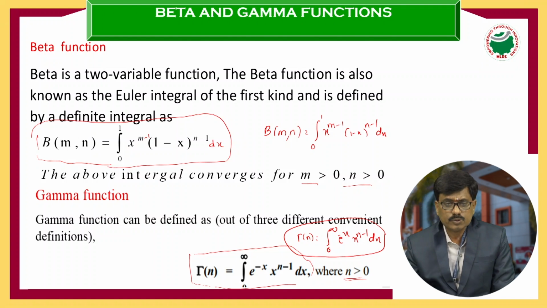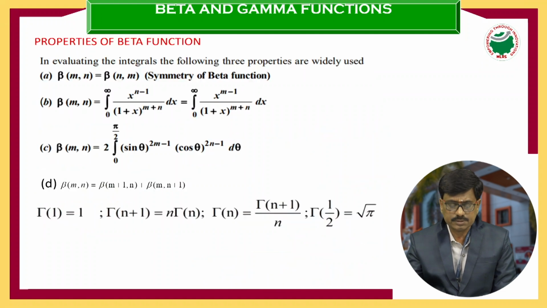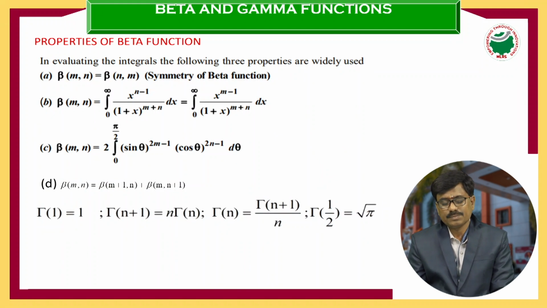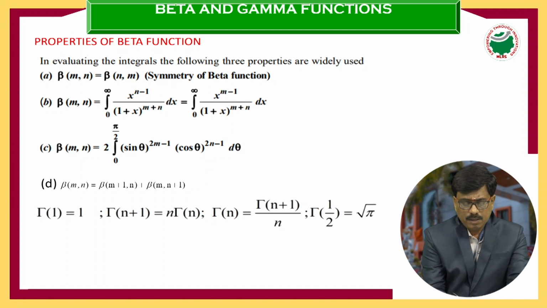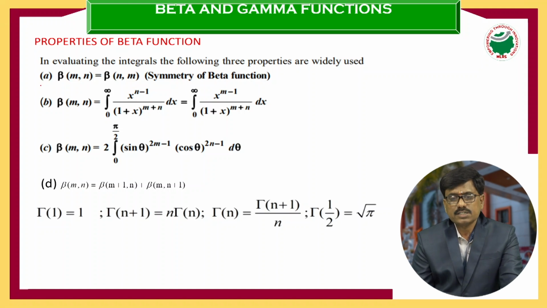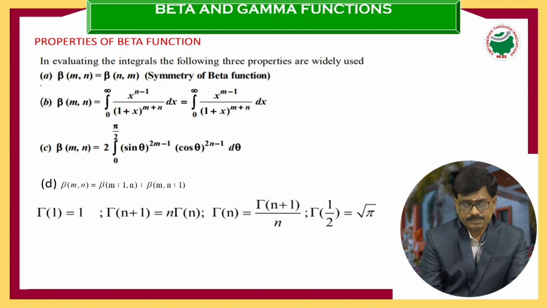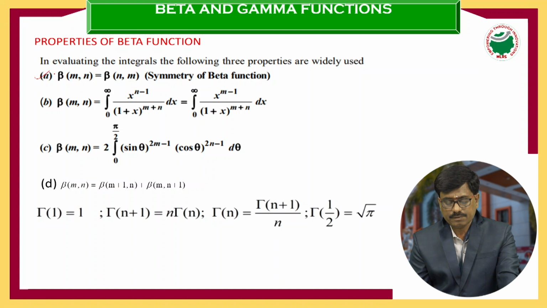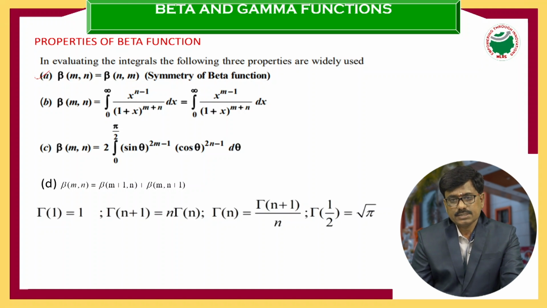Further, let us talk about some properties of the beta function and also properties of the gamma function. I already discussed the properties. The first property is called the symmetric property of the beta function. Beta is a function of m comma n. I can rewrite it as beta of n comma m. This is called the symmetric property of the beta function. We can interchange the m values and we can interchange the n values also.